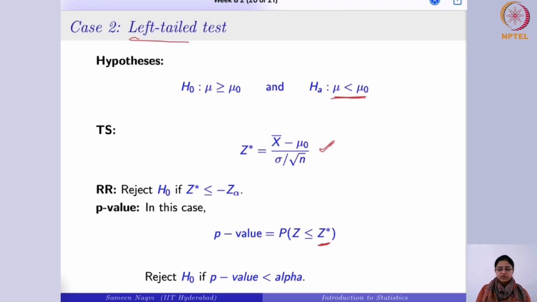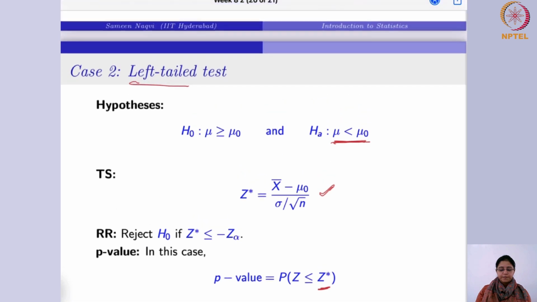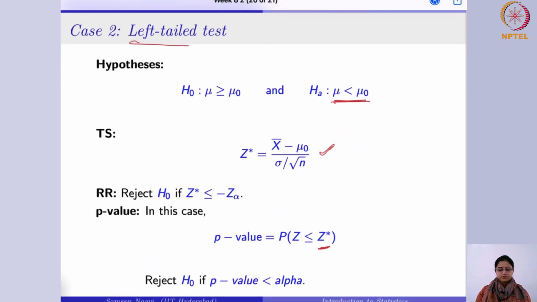Note that when we say left tail, we are talking about the alternative being on this side, in the same way. We are talking mu less than mu naught. Then also, if you see this value over here, reject H naught if z star is less than or equal to minus z alpha. Again, the sign here is the same as your alternative one. Z star is less than, because you are talking about the left tail.